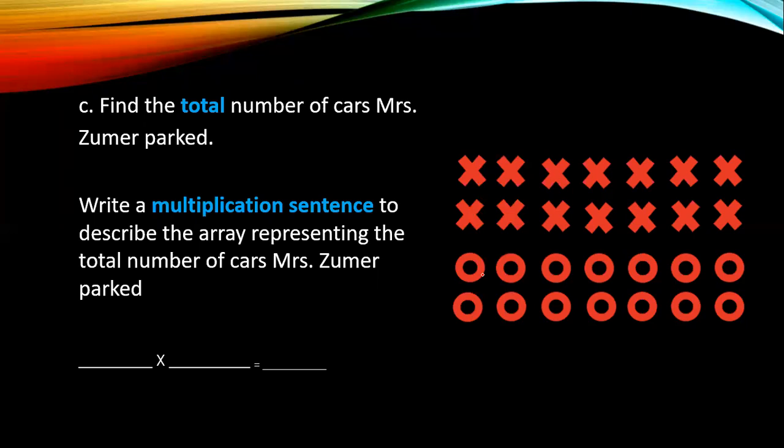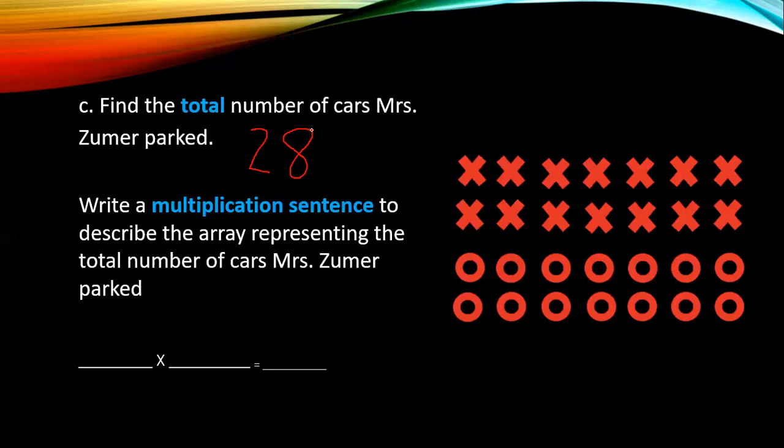1, 2, 3, 4, 5, 6, 7, 8, 9, 10, 11, 12, 13, 14, 15, 16, 17, 18, 19, 20, 21, 22, 23, 24, 25, 26, 27, 28. So there are 28 total cars, and I got that total from counting them.